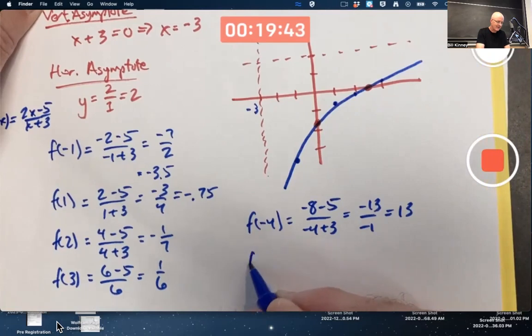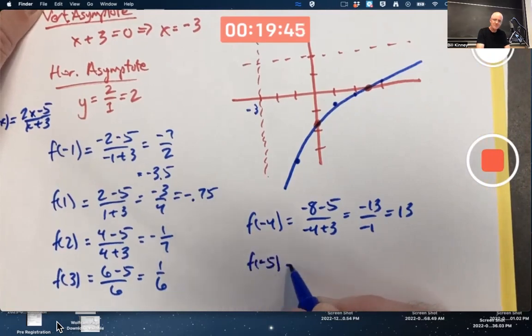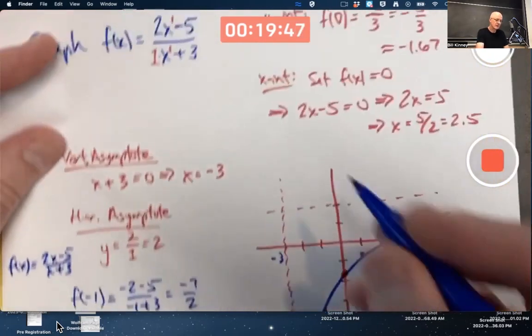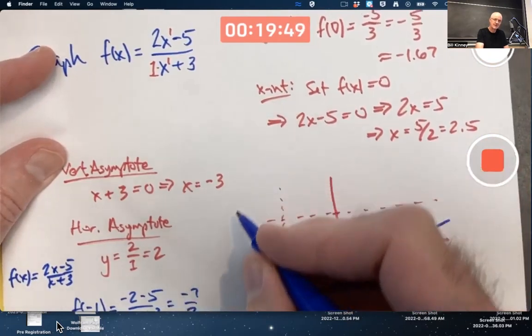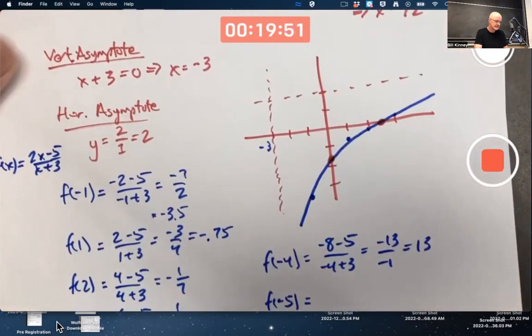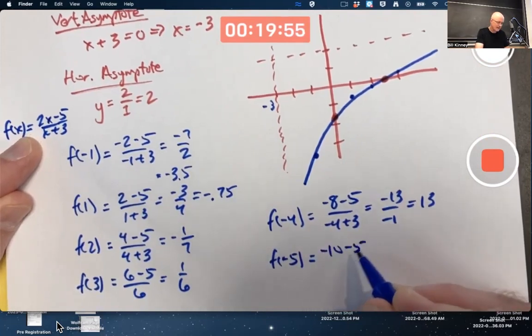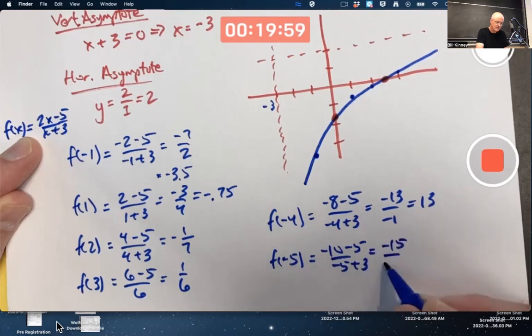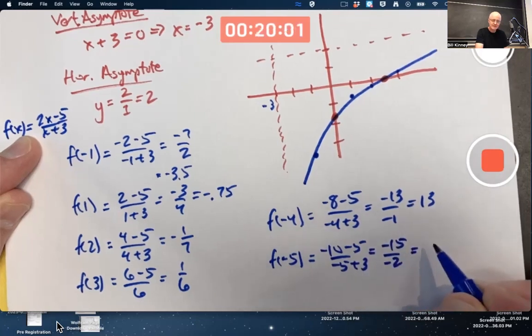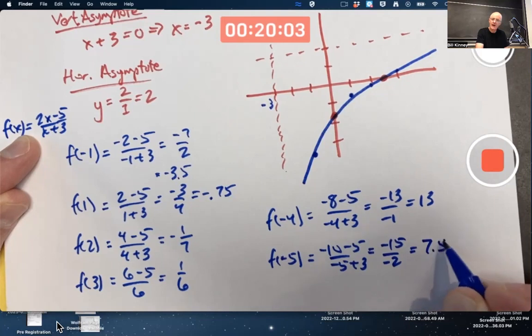F of -5 should be smaller because we're going further to the left, if the graph is coming down as we go to the left. -5 gives you -10 minus 5 over -5 plus 3, which is -15 over -2, or +15 halves, which is +7.5. It is smaller.